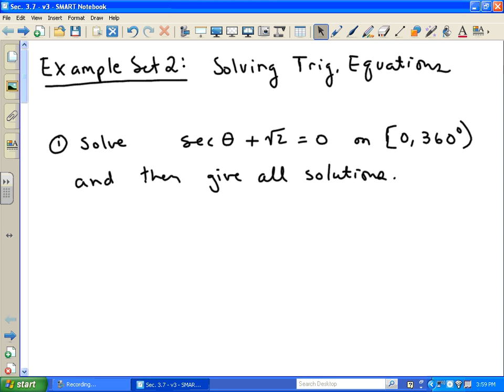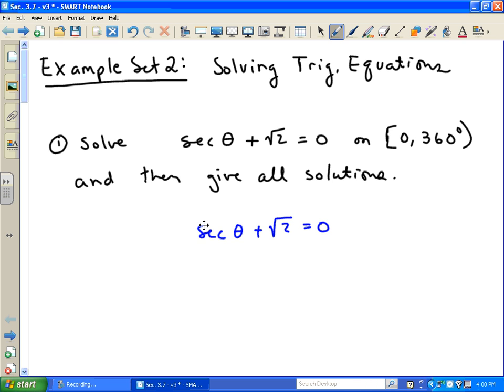I'd like to look at a few other simple examples of solving trig equations. Okay, first of all, I'd like to solve secant of theta plus the square root of 2 equals 0 on 0 to 360 degrees, and then give all solutions. Because they're asking for the answer on 0 to 360, they want the answers in degrees.